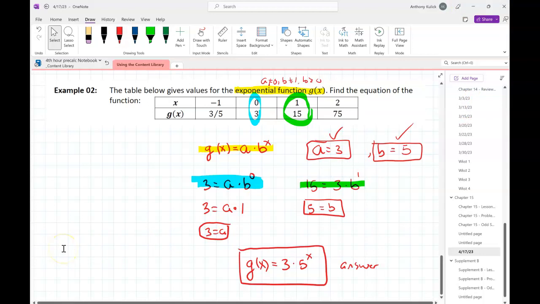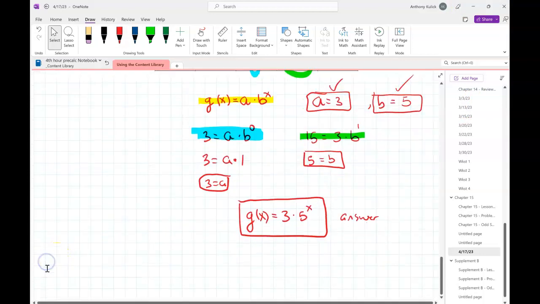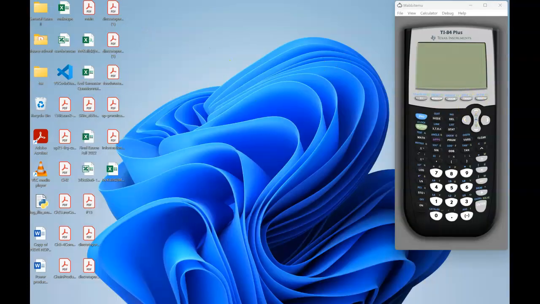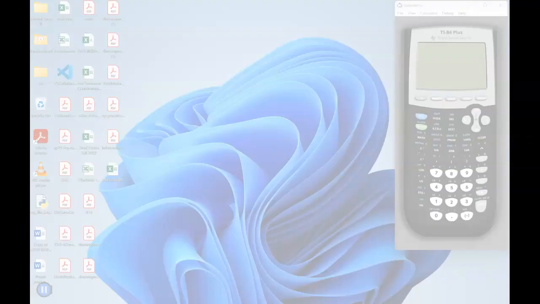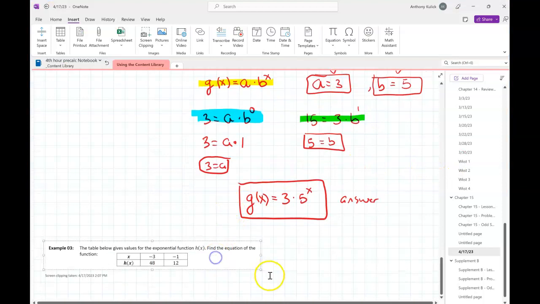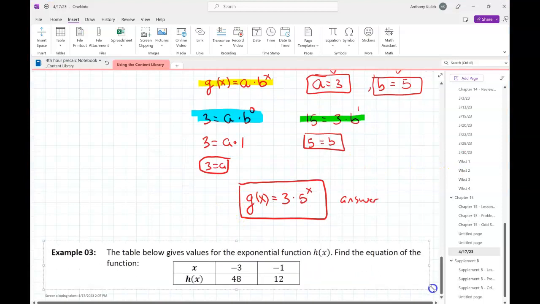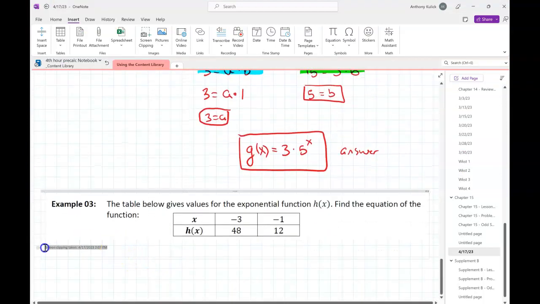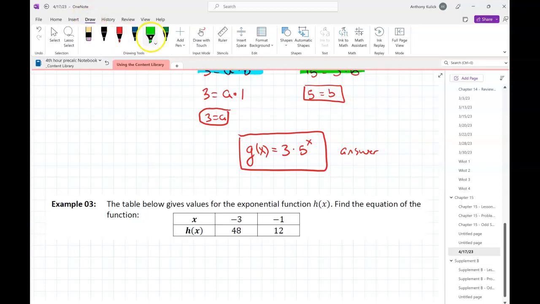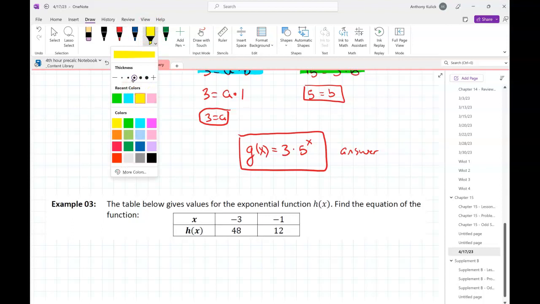What's the immediate next question you should be asking? Anybody? What if I'm not given such convenient points? What if I'm not given an x value that's 0, or an x that's equal to 1? What should I do then? Right, that's the next question.